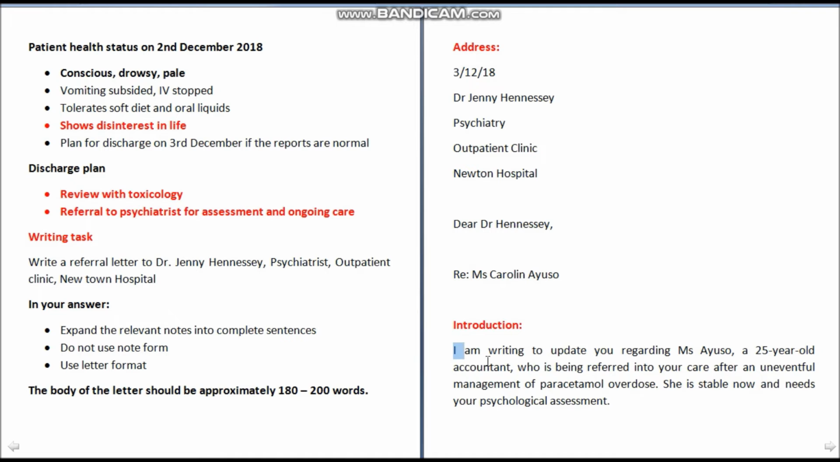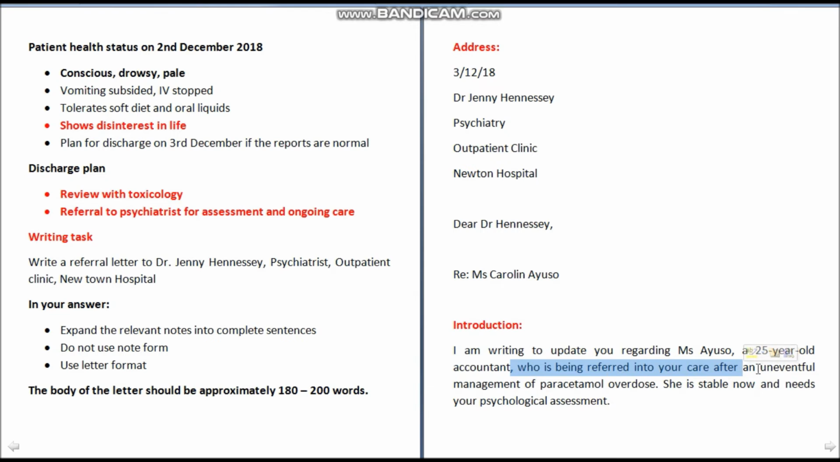So this is the introduction. I mentioned that you have to include 3 things: patient details like patient name and age, the diagnosis or complaint of the patient, and the purpose of the letter. So we will write the patient name is Ayoso, who presented with paracetamol poisoning or overdose. Our plan is to refer for psychological assessment. So how will we write? I am writing to update you regarding, or you can write I am writing to refer. It is just that simple. You can write: I am writing to update you regarding Miss Ayoso, a 25-year-old accountant who is being referred into your care.